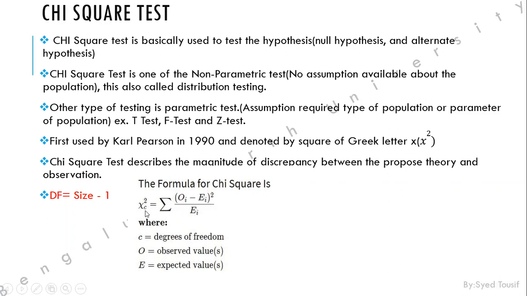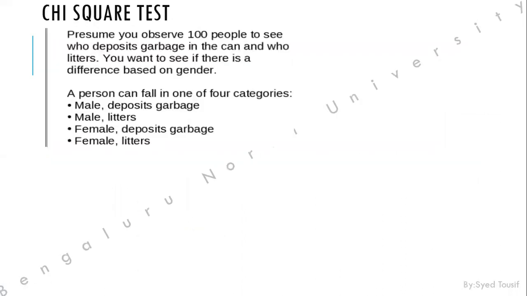Here the degree of freedom will always be the size minus 1. I hope you have understood this formula. O is the observed value, E is the expected value. The summation of observed value minus expected value, whole squared, divided by the expected value.